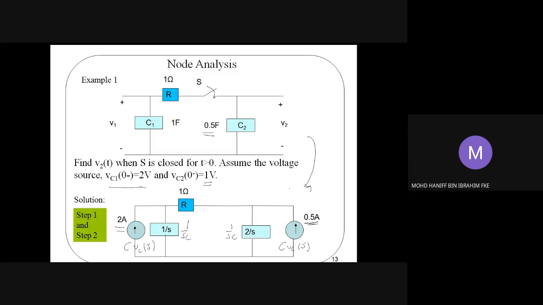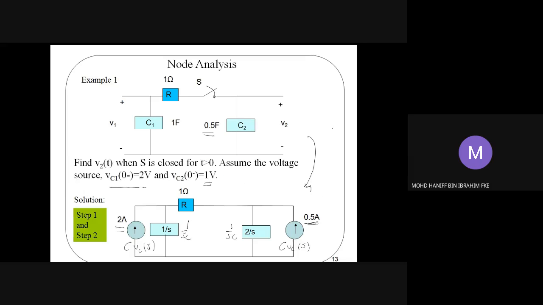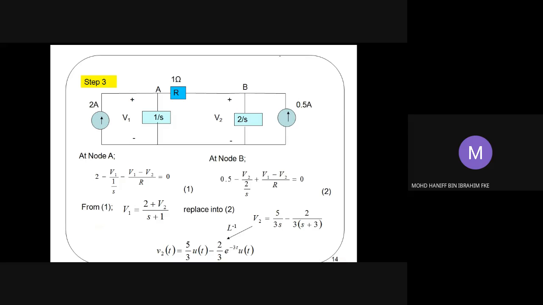So this is what we're going to have for the circuit's transformation from time domain to frequency domain. Hopefully you now understand how to transform from the time domain circuit into the S domain circuit. The question is to find V2(t), the voltage across the capacitor C2. So we can use KCL, Kirchhoff's current law.